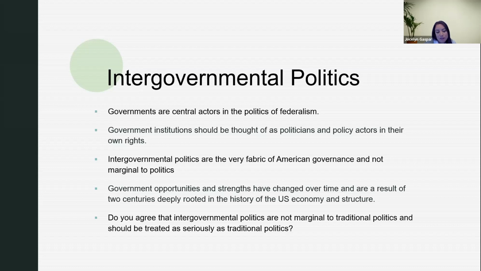So do you think that intergovernmental politics should coexist and should stay seen as something similar? Does anyone want to expand on that thought?